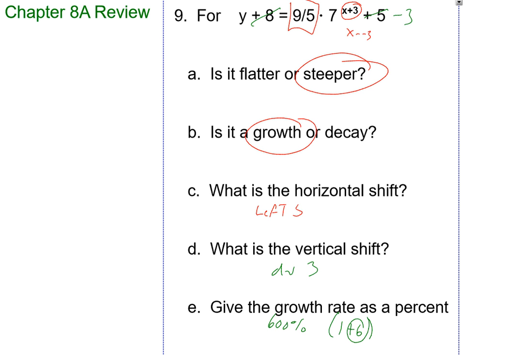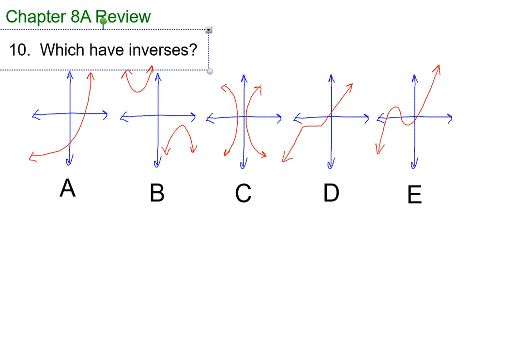Okay, anyhow. So steeper growth, left 3, down 3. 600% growth rate because of 1 plus 6. All right, sorry about that. Go ahead and give me all that have inverses. Are you done yet?